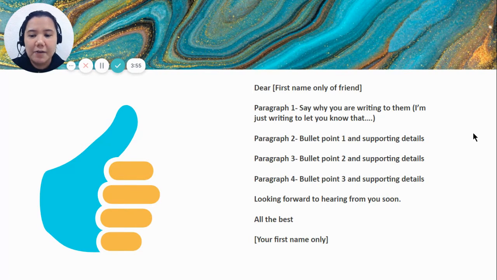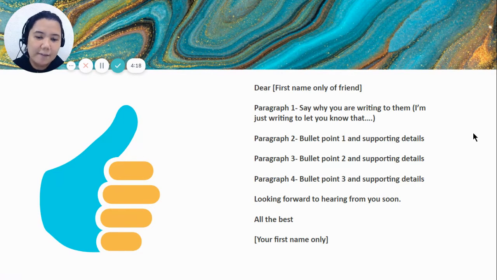So we have here our structure. This is what I usually tell my students if they're going to do the general training module. They should be able to follow these patterns. Of course, you have to be able to write the name of your friend. In this case, you can say "Dear" because this is your friend. You can use, let's say, their first names.